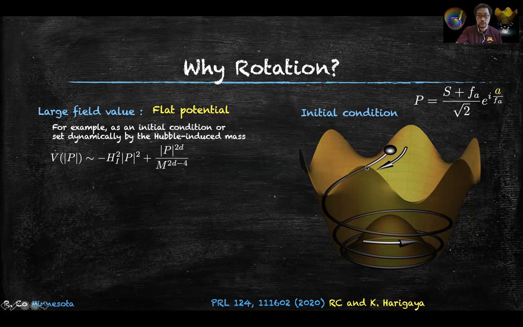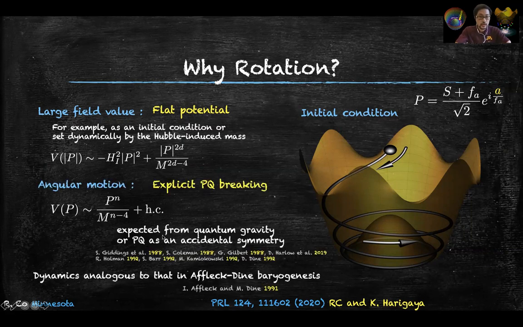So now that we start with a large field value, why do we expect angular motion? The conjecture in quantum gravity is that quantum gravity does not respect a global U(1) symmetry. What it means is that there's always a higher dimension operator that breaks the U(1) symmetry. In this case, this higher dimension operator will give a mass to the axion. This is the source of the axion quality problem, where you don't want the explicit PQ breaking term to give an axion mass that's too large and spoil the solution to the strong CP problem.